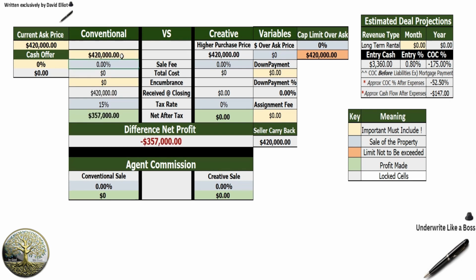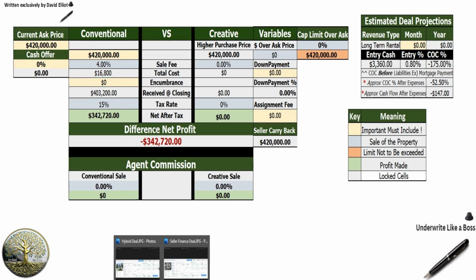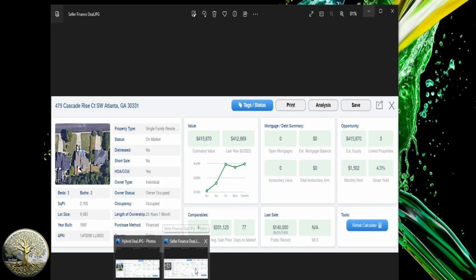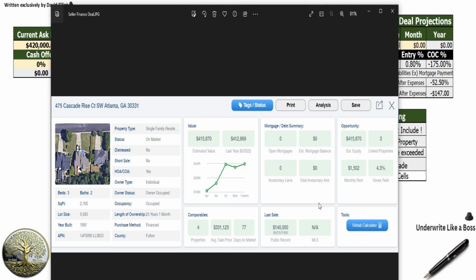And we're going to give the seller a best case scenario that they are going to have a sales fee of 3% commission towards the listing agent and 1% towards closing costs, totaling 4%. Now we're going to take a look at the total encumbrance on the property. So let's pull that up. I actually took a screenshot earlier. And so here it is.